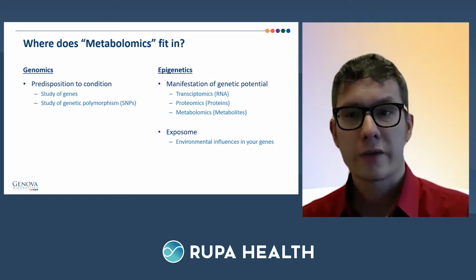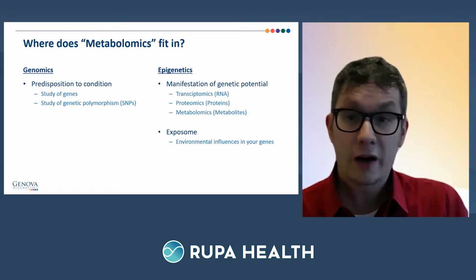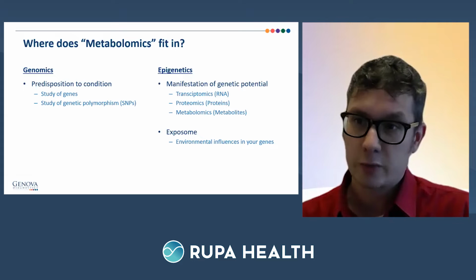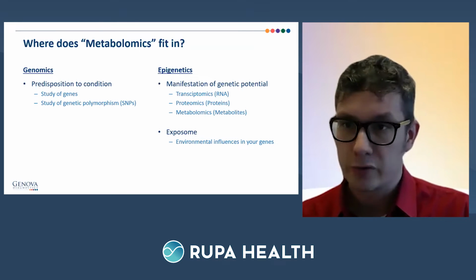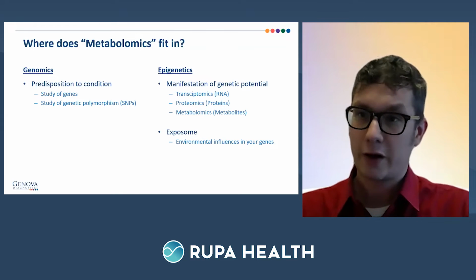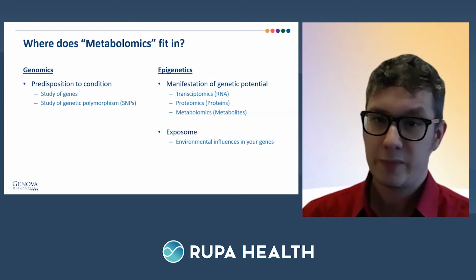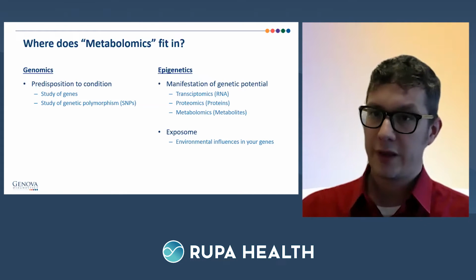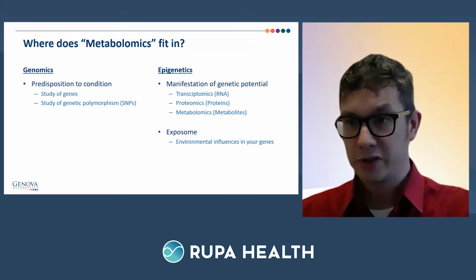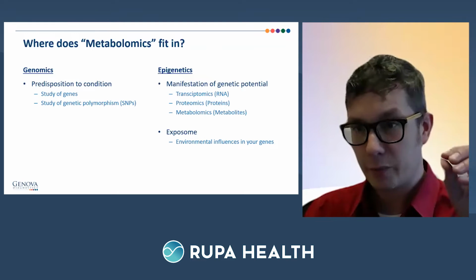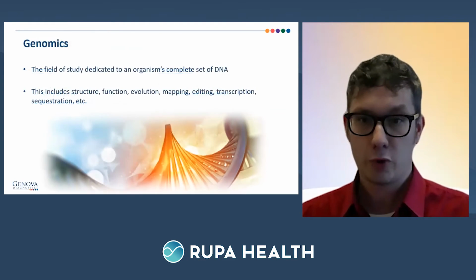And of course, another thing that affects our genes is our environment, right? Our exposome, as we call it. And this is things like the air you breathe and the toxins and everything that's around you that can also have an impact. So I start high level and think, okay, there's genomics and then there's epigenetics, and metabolomics is a part of that epigenetic framework.